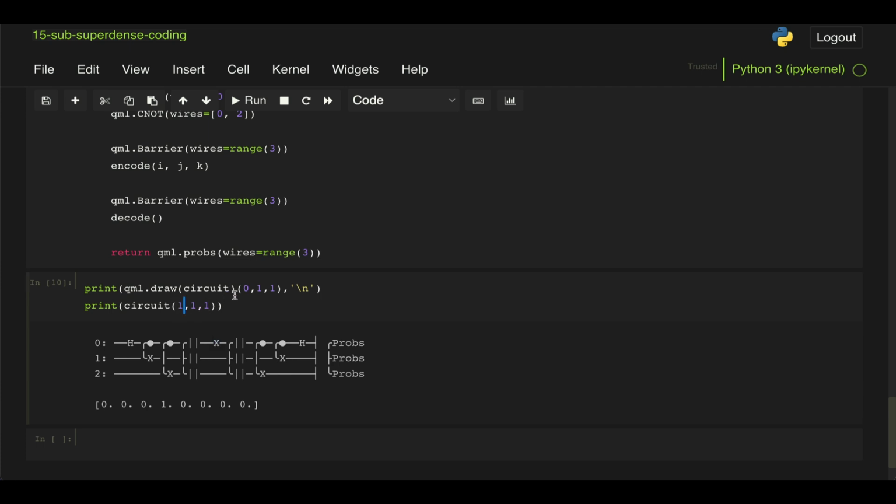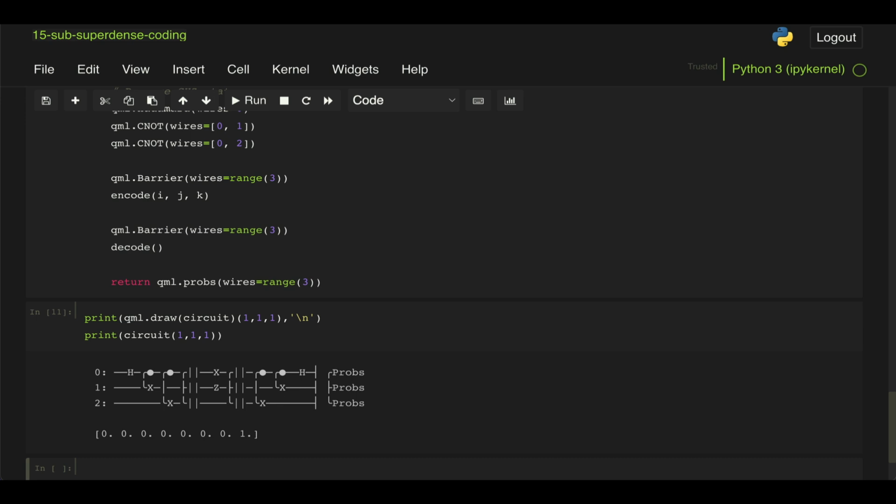And just for fun, let's just do 111 here. And then we can see here that Alice has to apply an X gate and a Z gate, and Bob is decoding state 7, which corresponds to 111 in binary.